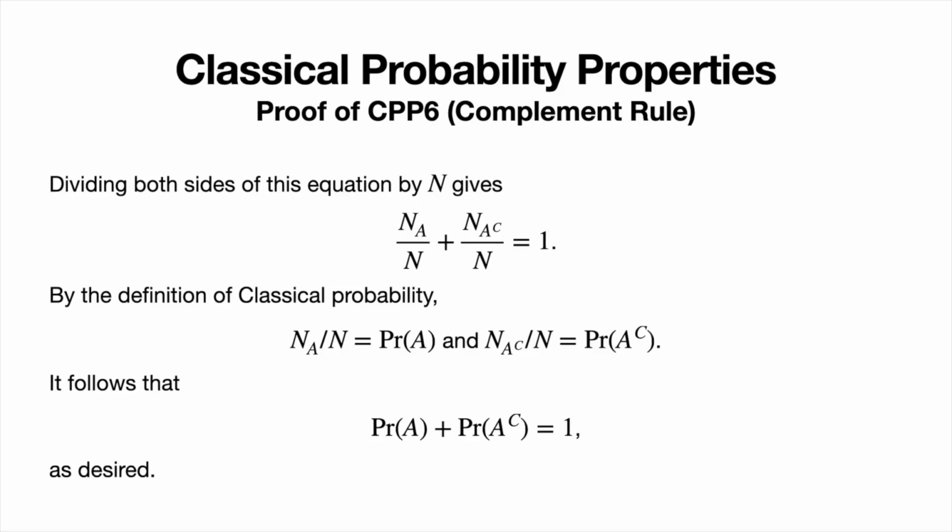Now, by the definition of classical probability, the ratio N sub A over N is equal to the probability of A, and the ratio N sub A complement over N is equal to the probability of A complement. And so we can substitute those probabilities into the equation above, and we get the probability of A plus the probability of A complement being equal to 1. And that's always going to be the case.